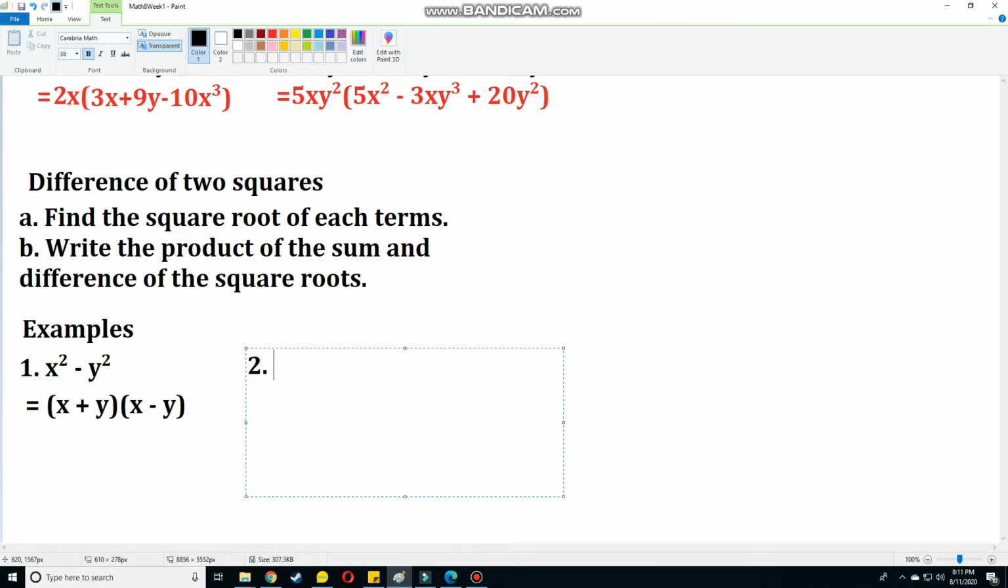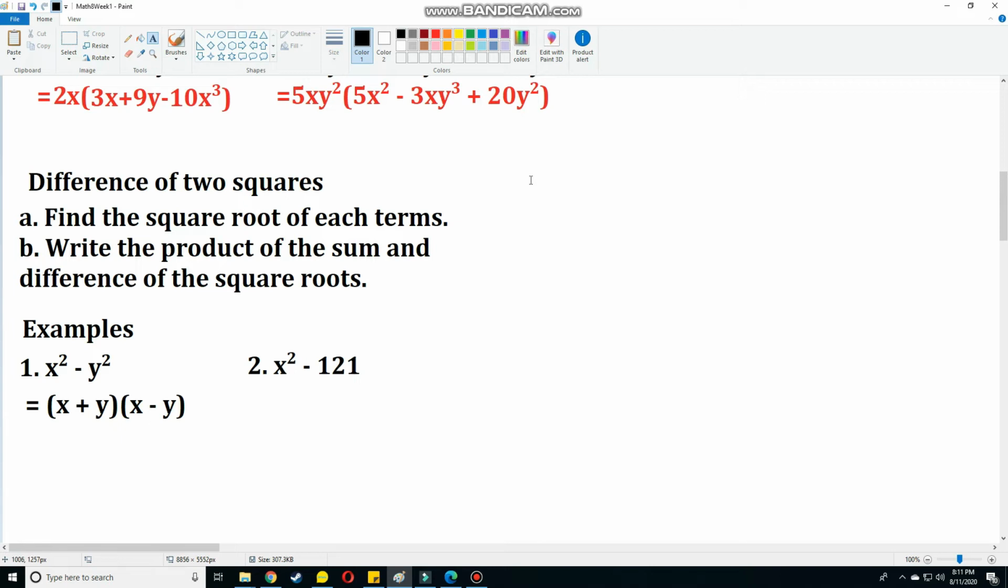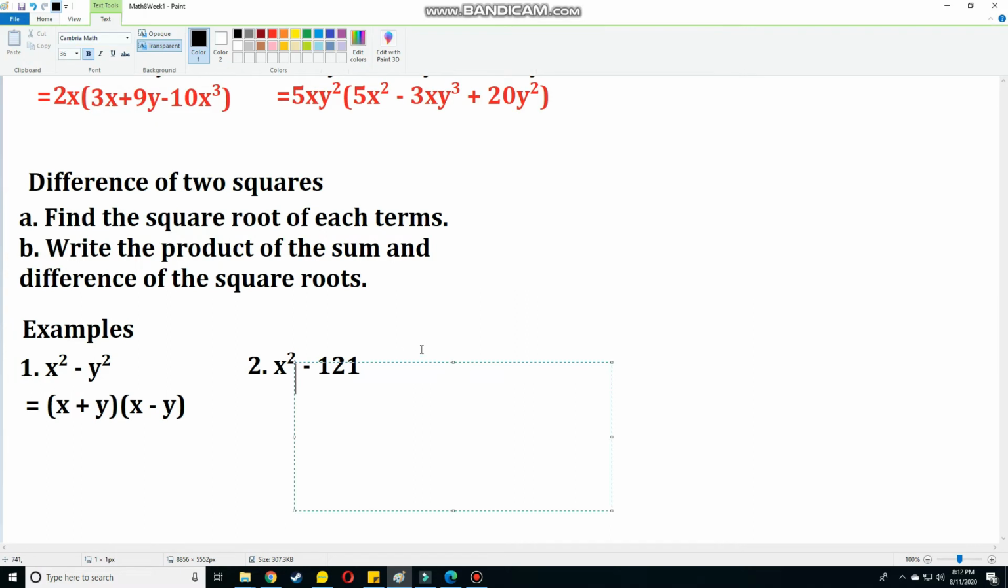Let's say this one: x squared minus, let's say, 121. Now, again, let me remind you, difference of two squares is only applicable on polynomials having two terms. Those terms must be a perfect square, and of course, the sign in the middle must be a subtraction sign. If this is plus, we cannot apply difference of two squares, okay?